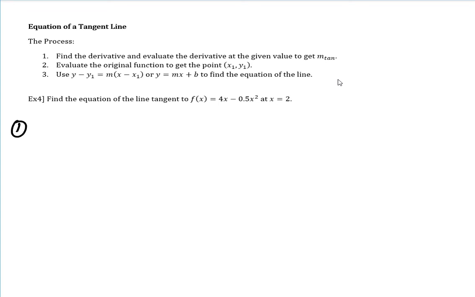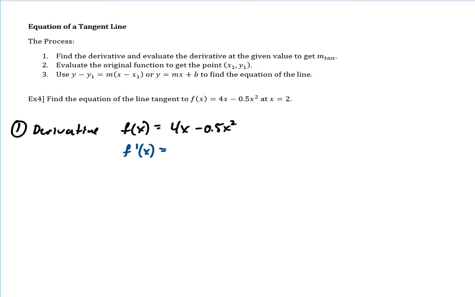Okay, so step one, I want to find the derivative. Looking at this, let me just go ahead and write f of x right here still. There it is. We can find this derivative pretty easily, so we'll just use our rules.